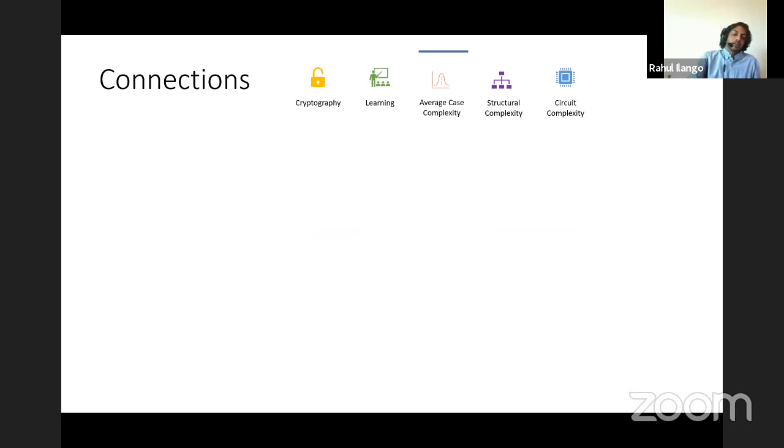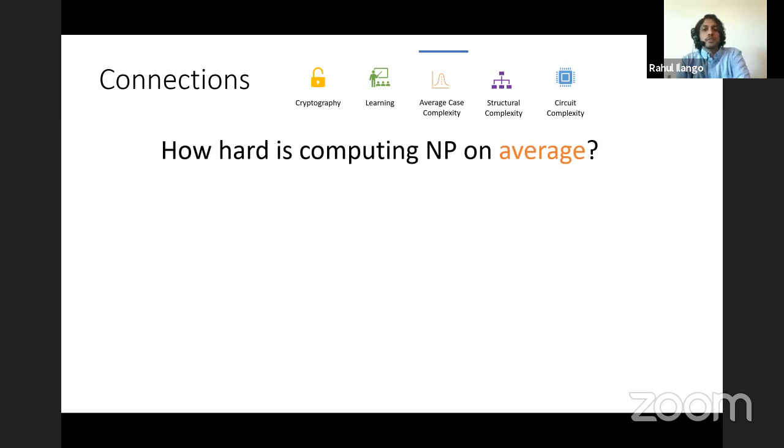And finally, I want to talk about average case complexity. I already mentioned this result a little bit earlier, and it's motivated by this question: how hard is it to compute NP on average? A common criticism of complexity theory is that it's focused on worst case complexity. How hard is it to solve SAT on worst case instances? But in practice, you don't really see worst case instances. You're seeing instances from some distribution. And you can wonder, how hard is it to compute NP if I only need to answer most of the queries or stuff like that?